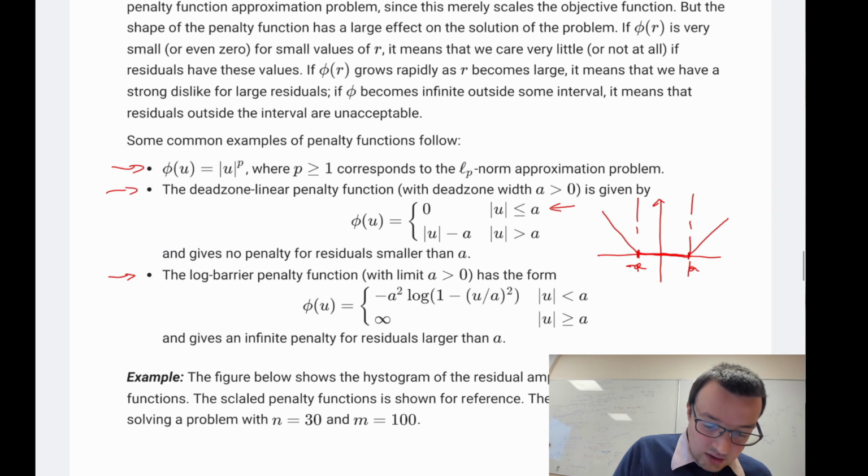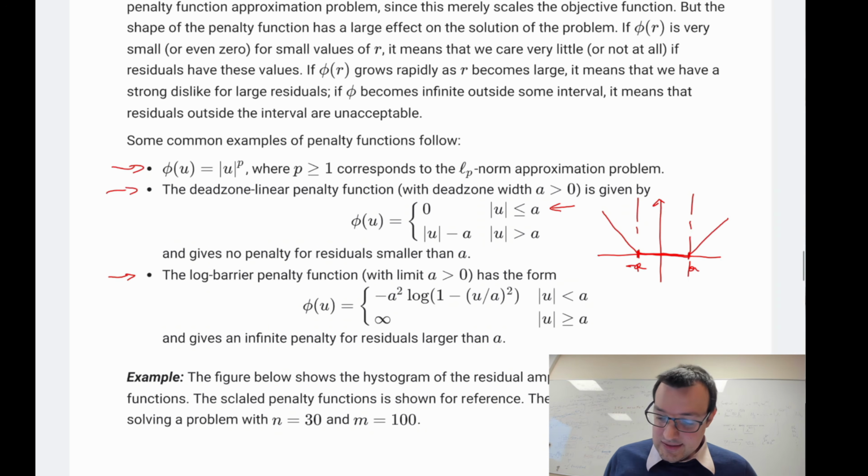Then there is the log barrier penalty function, which is a penalty function in which, when you are inside the range plus minus a, you behave more or less quadratically. But then if your residual is bigger than a, then the result is going to be infinity, and it means that big residuals are unacceptable.